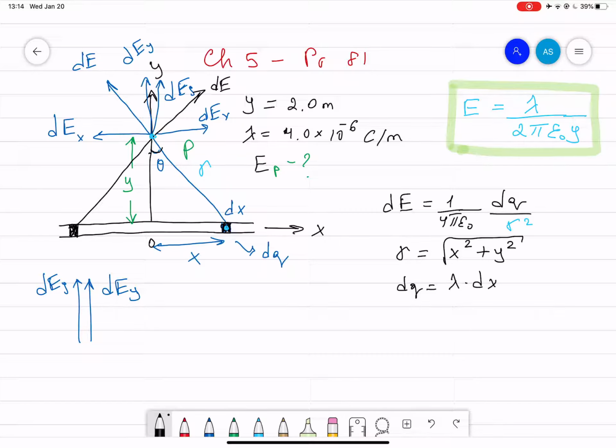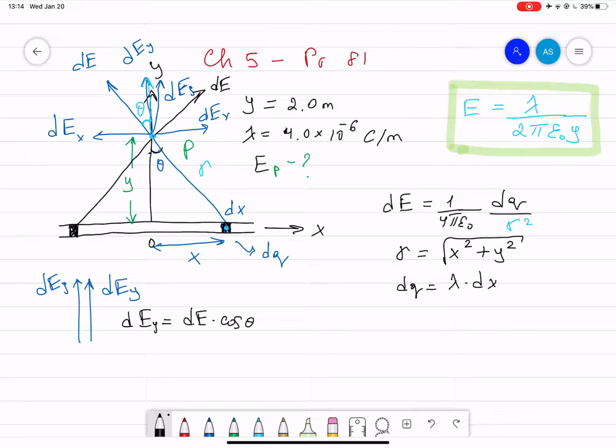Then we know that when we are finding dEy, it will be equal to dE multiplied by cosine theta. Why is that? Because this is theta and this is theta also. So if you want to find dEy, then it is dE multiplied by cos theta. Then cos theta, we can keep it there. I think we don't need it right now.